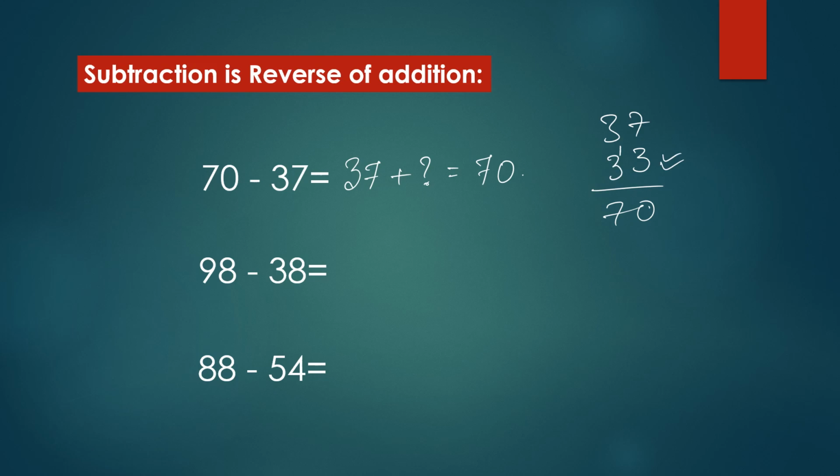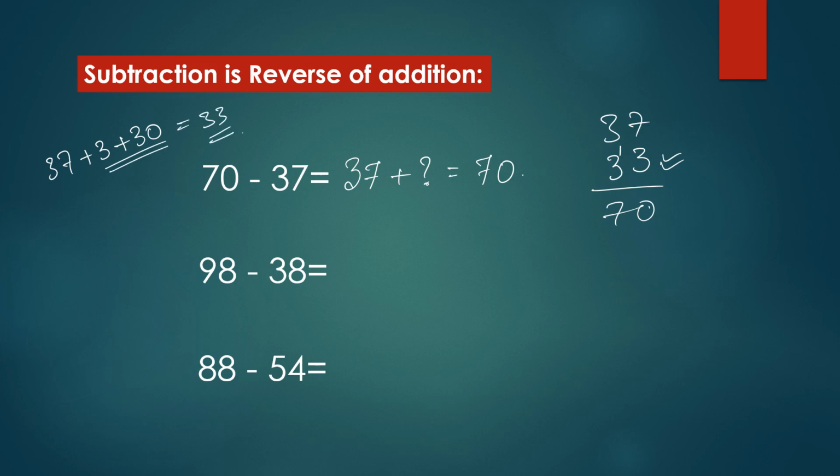This is one approach. The other approach we can do is 37 plus 3, just doing in mind. 37 plus 3 will give us 40. 40 plus 30, that will be 70. So 33 is our answer.